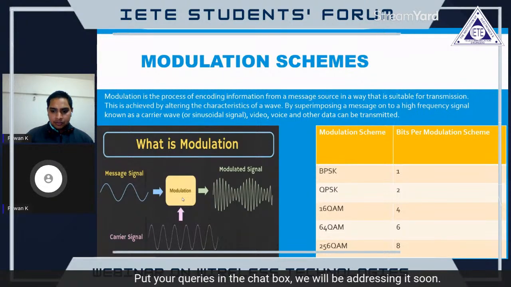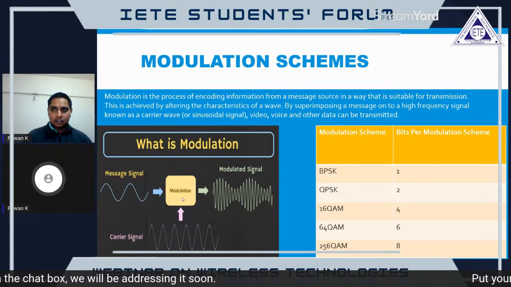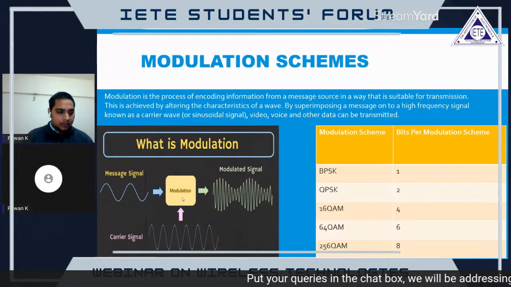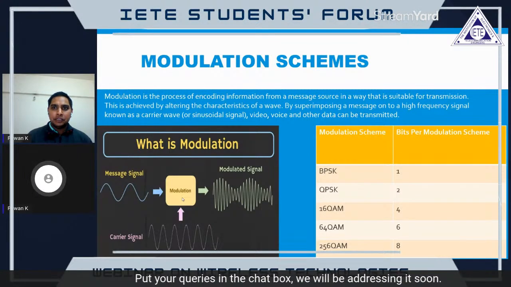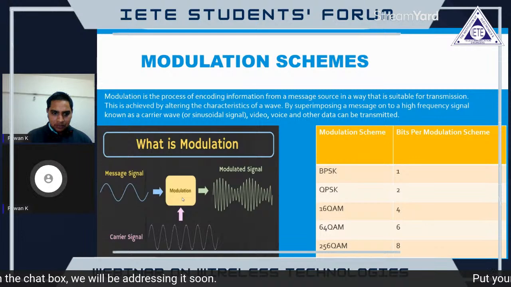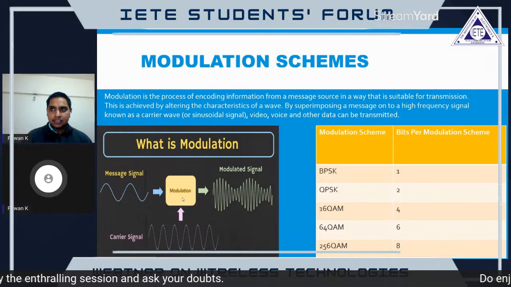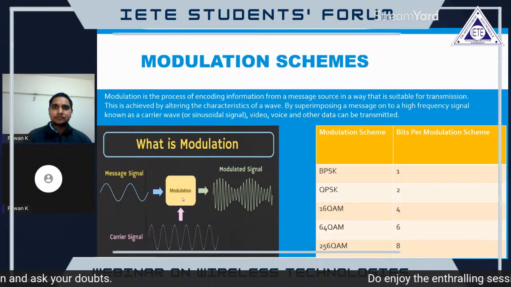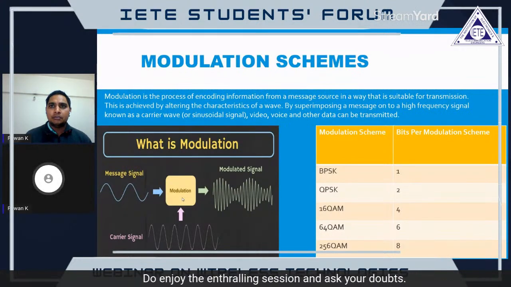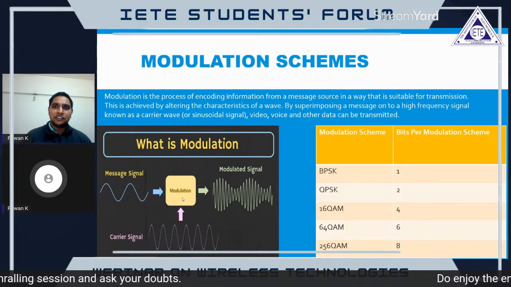Initially, when we were seeing the features of IoT, I mentioned one term, the modulation, and in the basic block diagram you have also seen the modulator and the demodulator. Modulator and demodulator play an important role to effectively use the spectrum and to increase the downlink and the uplink data rate. What is modulation? Modulation is the process of encoding information from a message source in a way that is suitable for transmission.